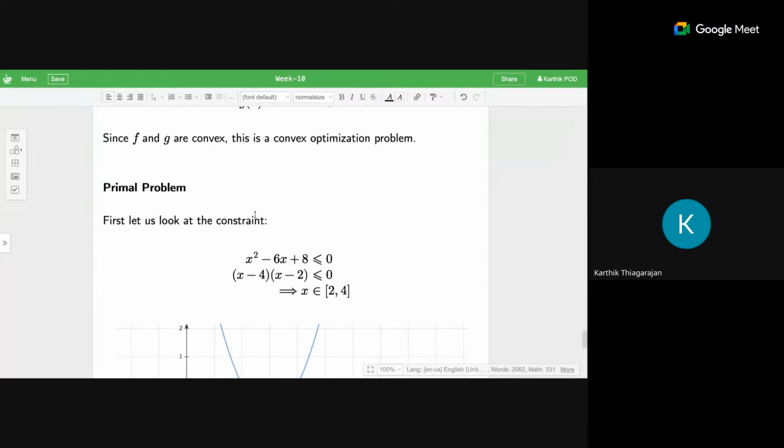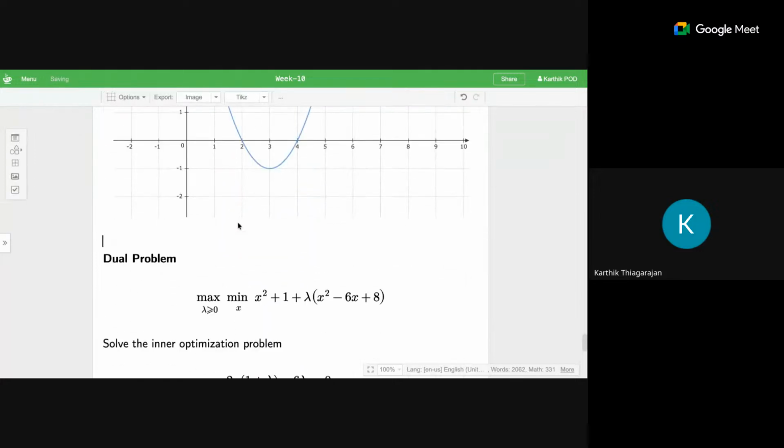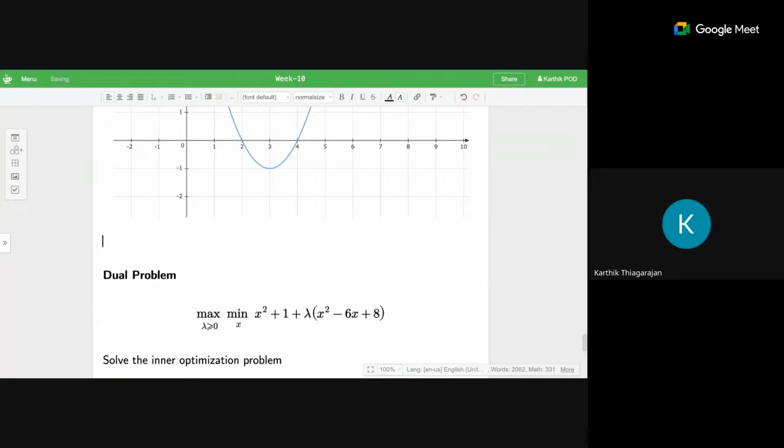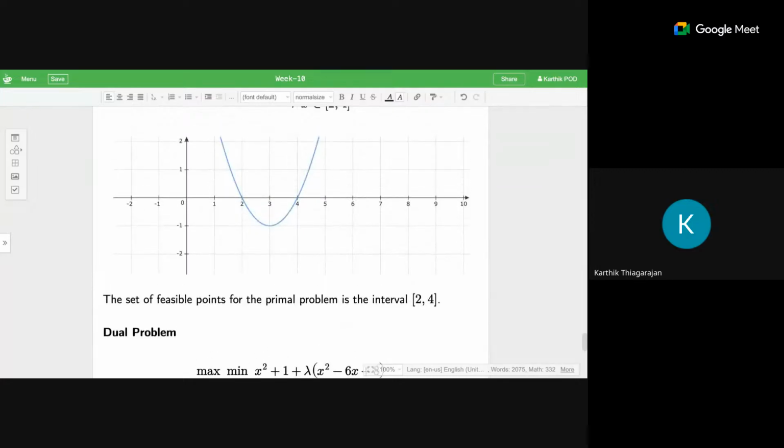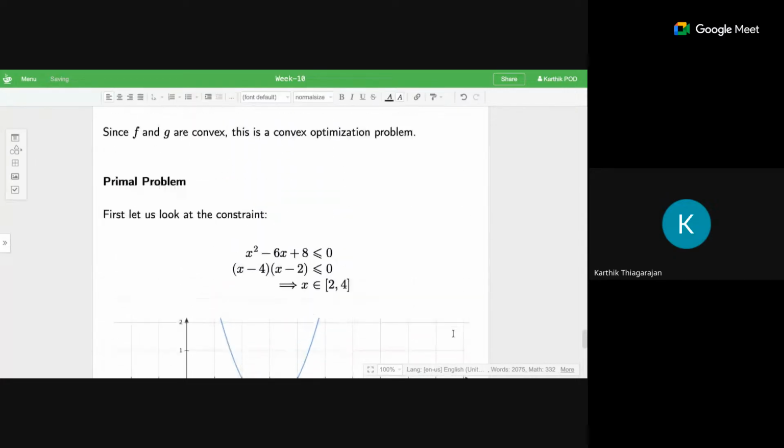So your feasible set, therefore, the set of feasible points: if someone asks you what the feasible points are, you have to give this answer. The set of feasible points for the primal problem is the interval 2 to 4. Any point which is optimum and primal feasible has to lie in this interval 2 to 4.